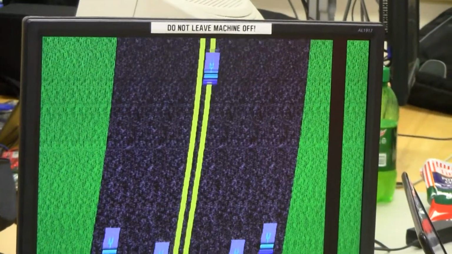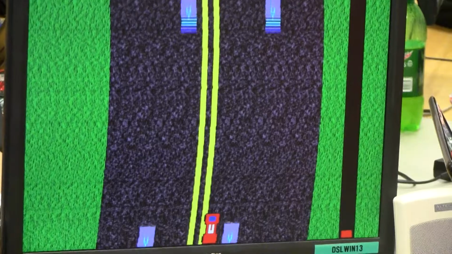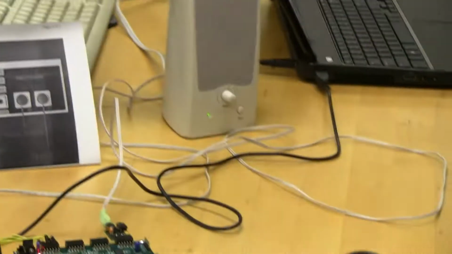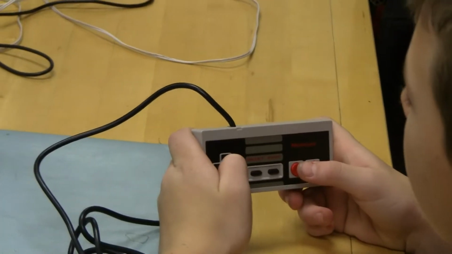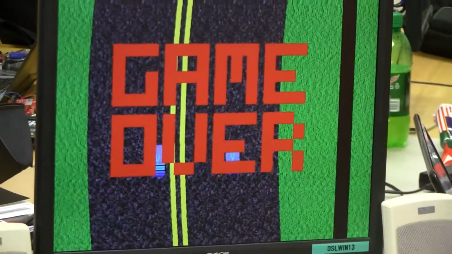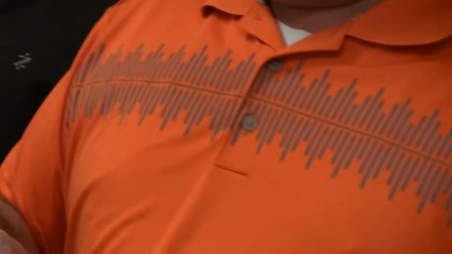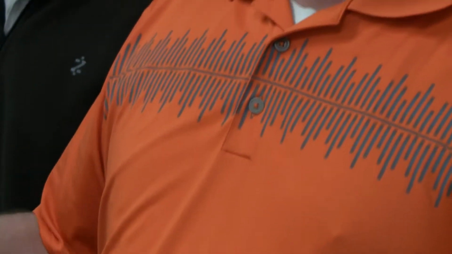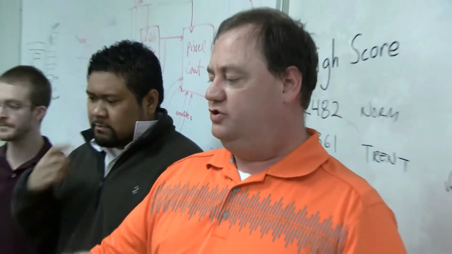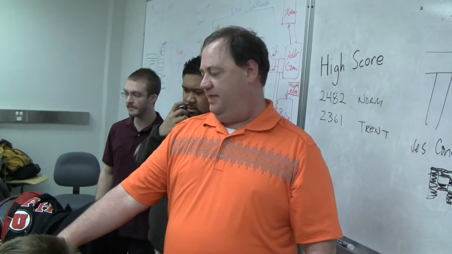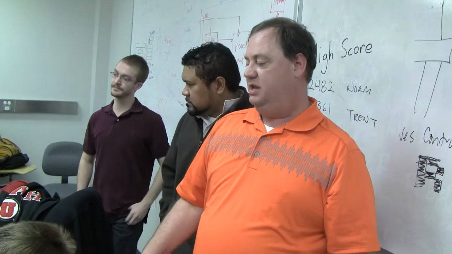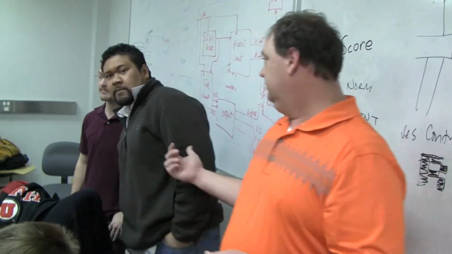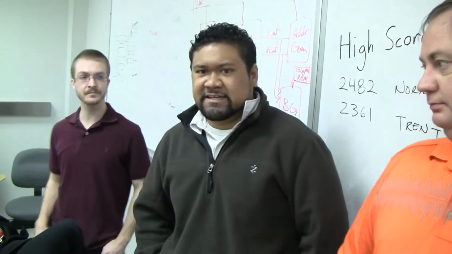Our input was an NES controller, which has an interesting protocol because it goes every 60 hertz, and whatever we're using to drive the NES controller sends a latch and then sends 8 pulses to grab onto each of the 8 buttons. That took some time to figure out to get our car to move. You move with the D-pad, and then you can speed up and slow down with the A and B buttons.